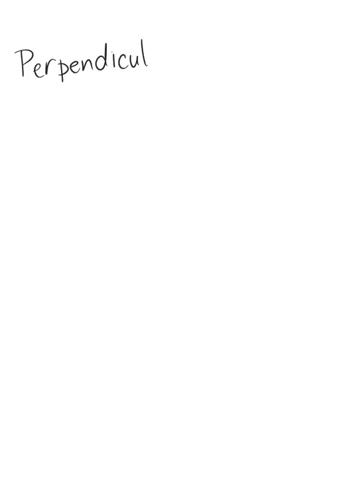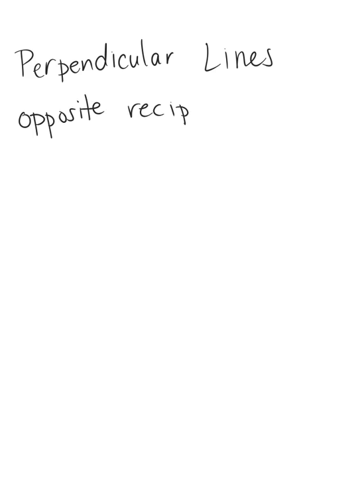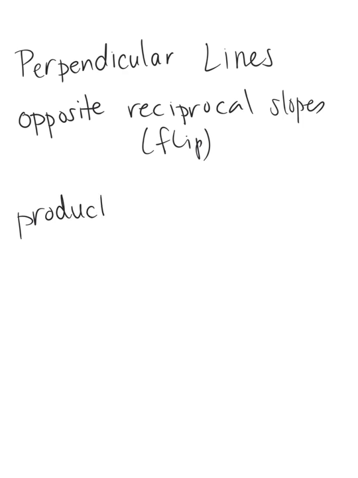Perpendicular lines. So you should be writing this down. Perpendicular lines have opposite reciprocal slopes. If you don't like that word, you can say flip. Also write down that the product of their slopes is negative 1. So you can check your work.